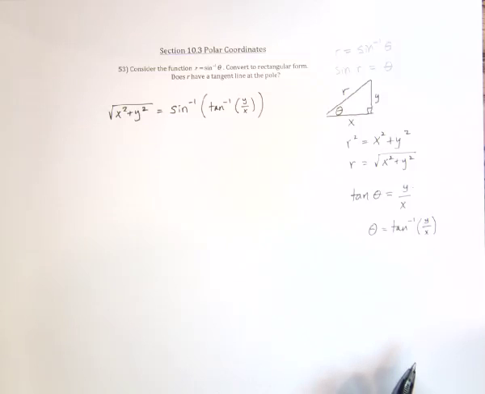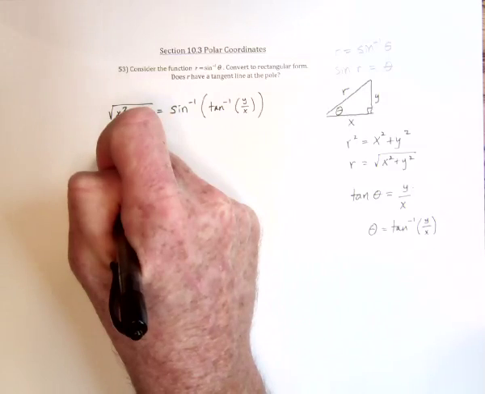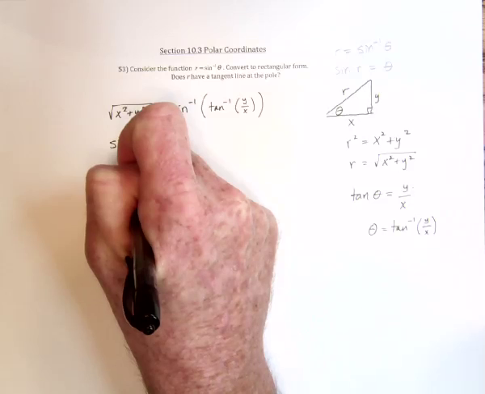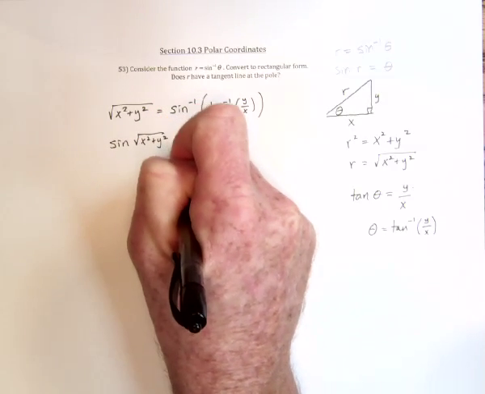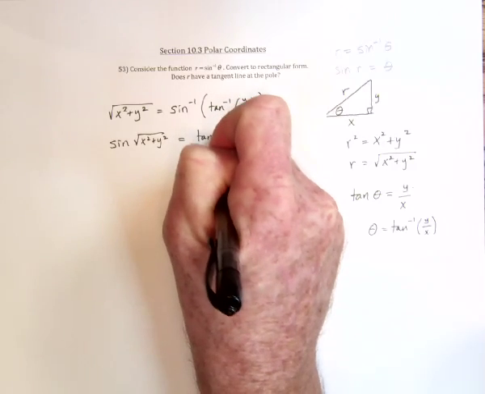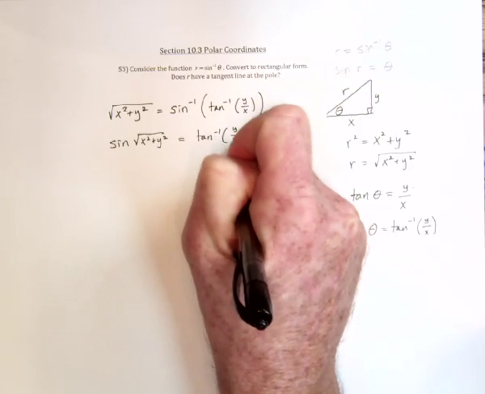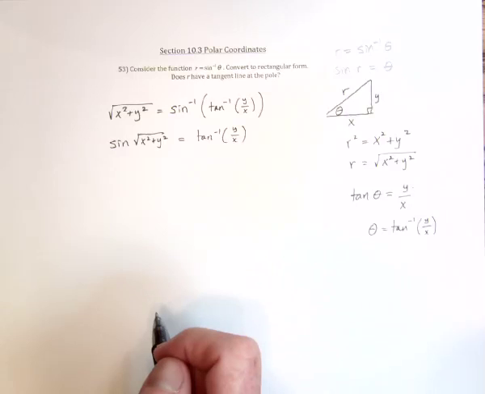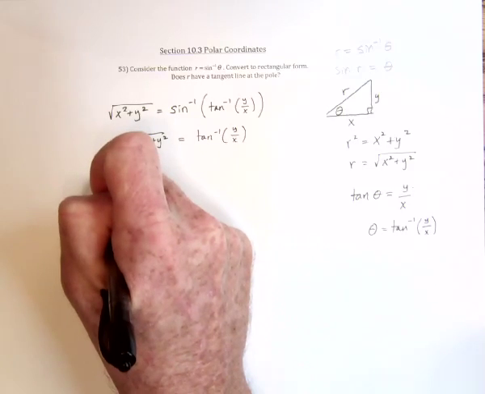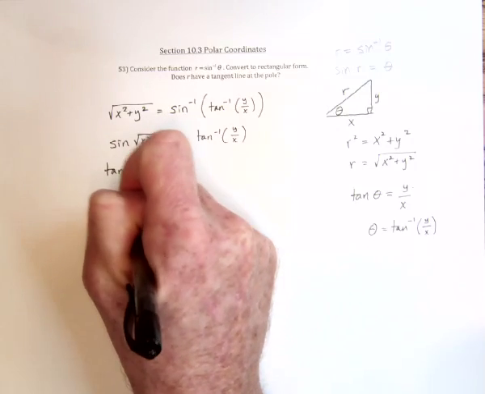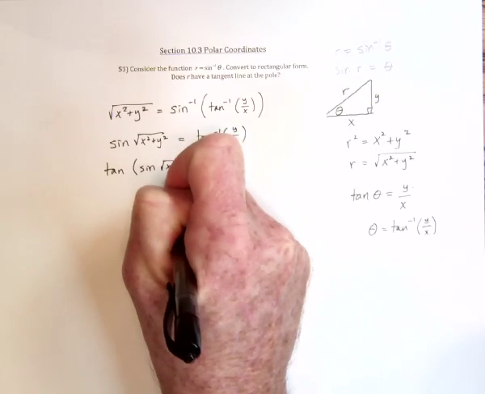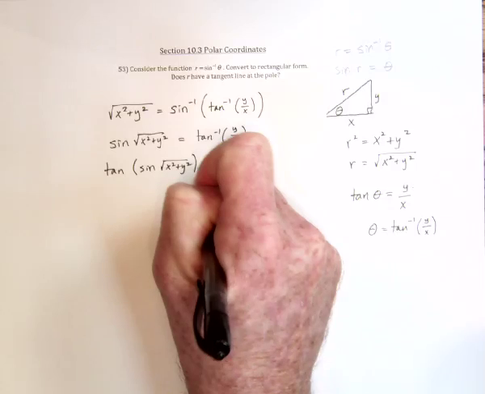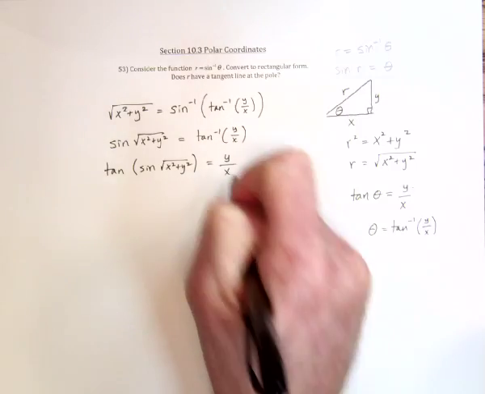I don't really like leaving it with sine inverse, so take sine of both sides, so it's going to be sine of the square root of x squared plus y squared equals the tangent inverse. And then take tangent of both sides, so it's going to be tangent of sine of the square root of x squared plus y squared equals y over x. Whew.